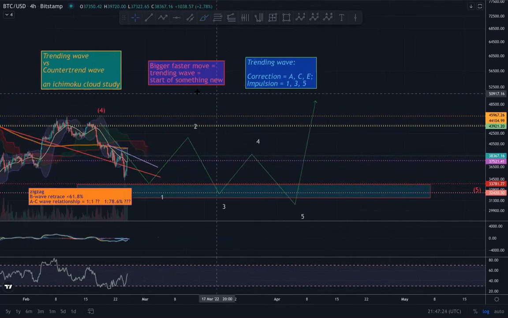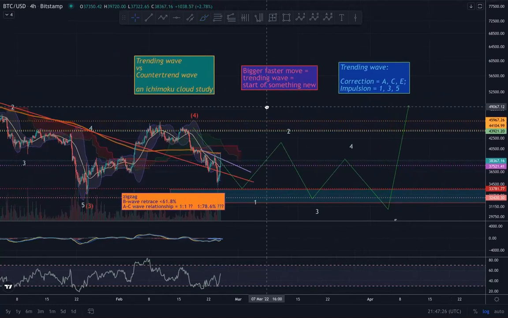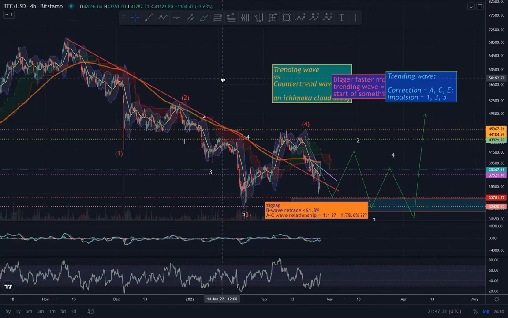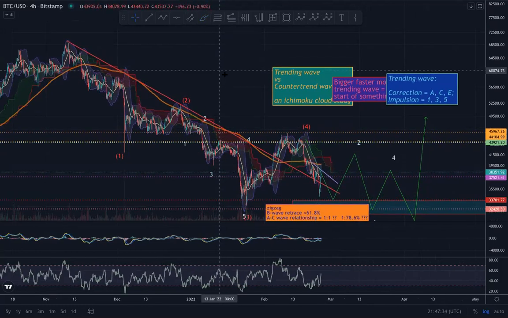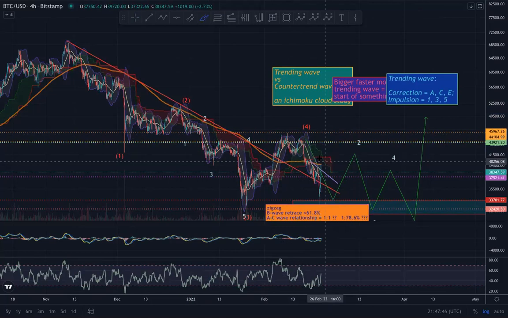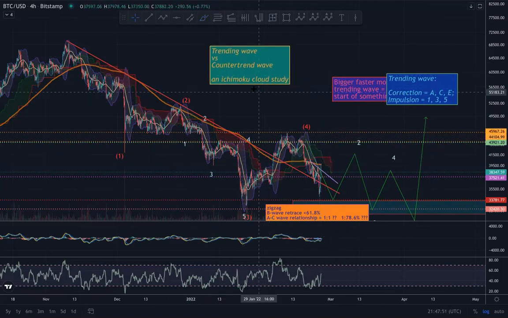Okay, so that's trending versus counter trend wave, and we're going to look at it relative to the Ichimoku study, because in that sense it's like, when did the counter trend wave cross the Ichimoku cloud? It was there, okay, and it was there. So in the 2 to 4, sorry, I just gave away the answer. Oh, I just ruined the idea. But basically, when did the price move across the Ichimoku cloud? It was during the counter trend wave of the bigger move.